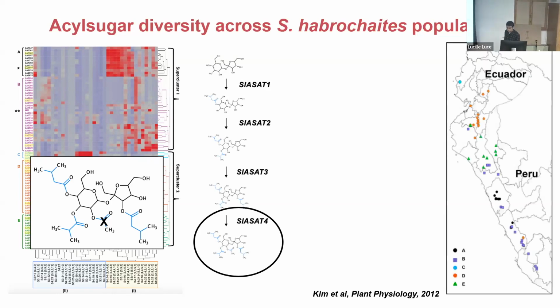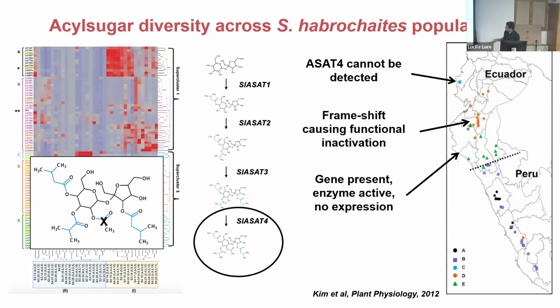When that was mapped out on the locations of these accessions from where they were collected, all of the inactivations were above this line here. All of these populations are inactivated, but that's not the most interesting part. The interesting part is that the losses occurred by three different means.